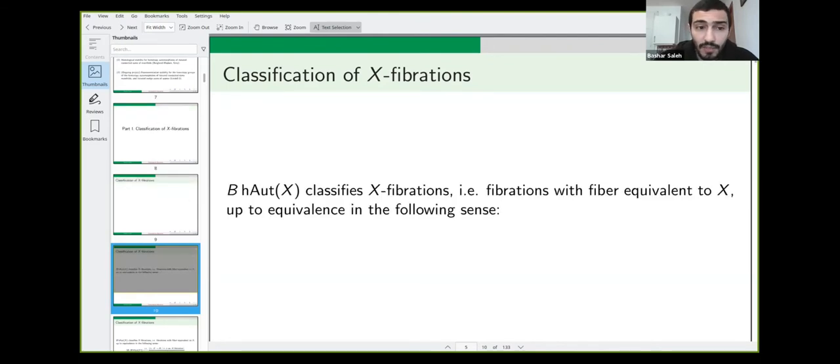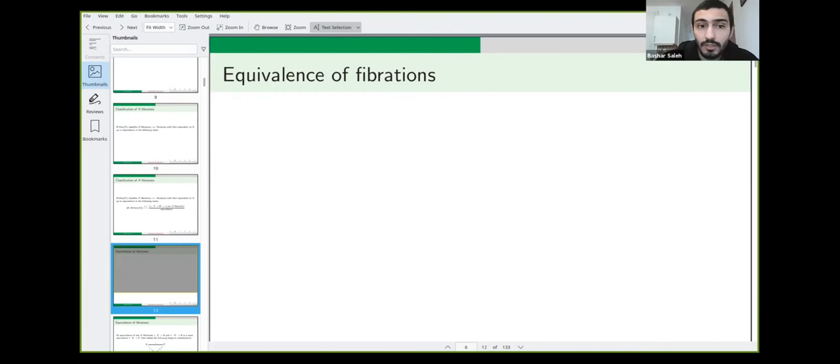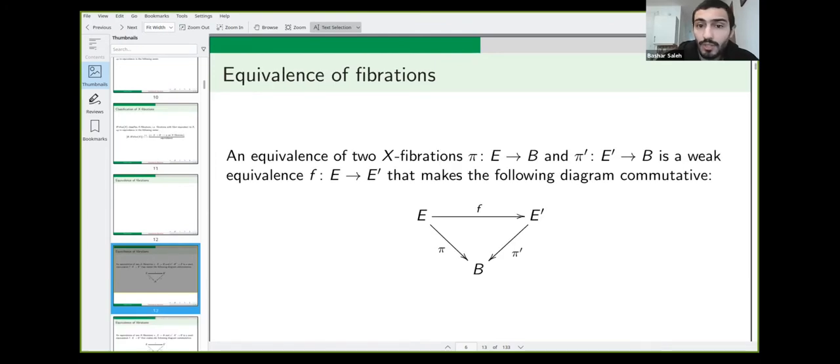So the classifying space of the homotopy automorphisms of X classifies X fibrations, that is fibrations with fiber equivalent to X, up to equivalence in the following sense. The set of homotopy classes of maps from B to the classifying space of the homotopy automorphisms of X is in one-to-one correspondence with the set of X fibrations modulo equivalence. And I will just mention what an equivalence of X fibrations is.